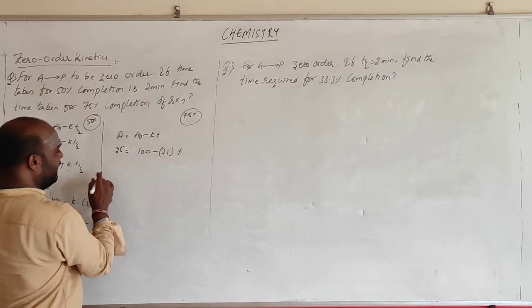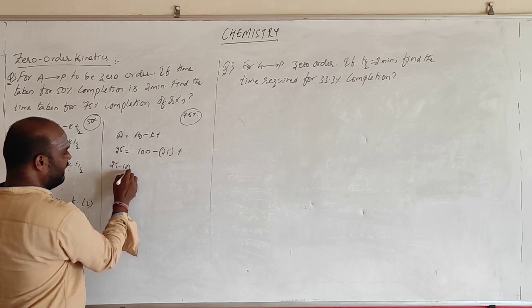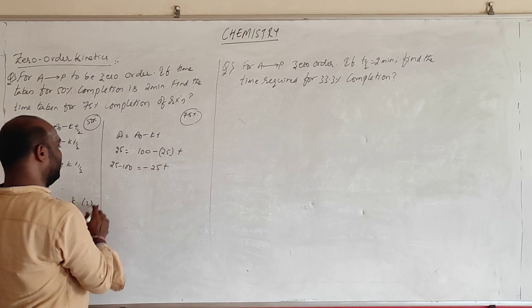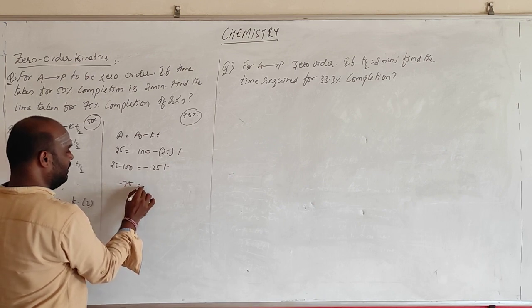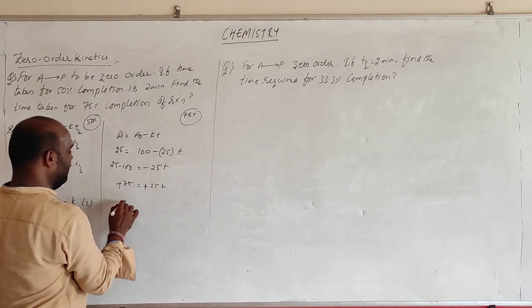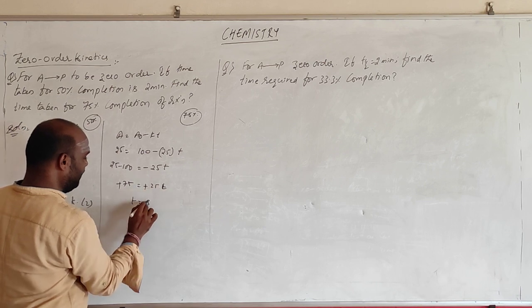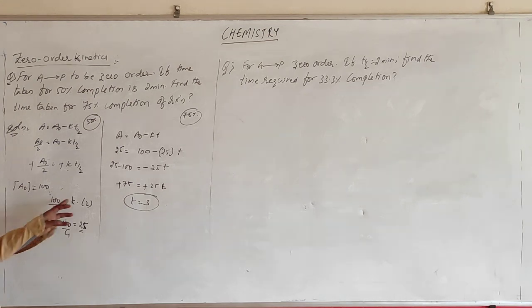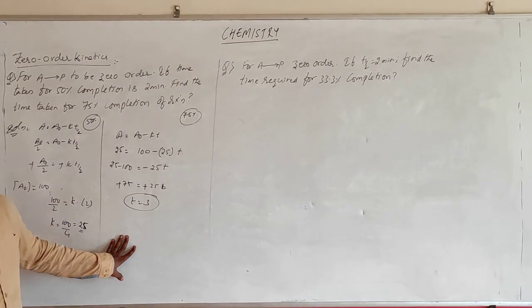So if you get here, 25 minus 100 is equal to minus 25 T, so it is minus 75 equals minus 25 T. So T is equal to 3 minutes. This is very clear. Instead of doing it this way, generally we use the formula.